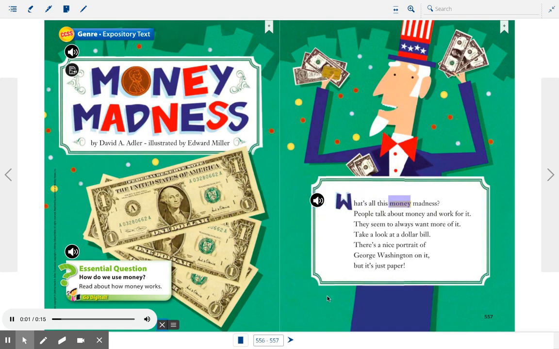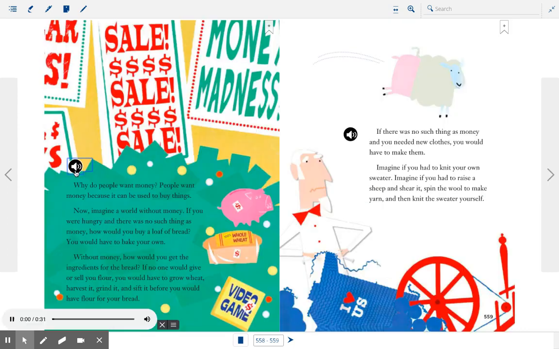What's all this money madness? People talk about money and work for it. They seem to always want more of it. Take a look at a dollar bill. There's a nice portrait of George Washington on it, but it's just paper. Is money really just paper? Let's find out. Why do people want money? People want money because it can be used to buy things.